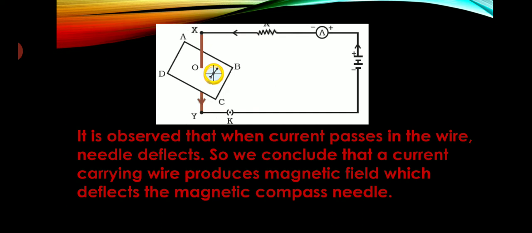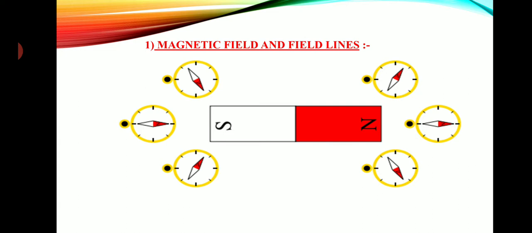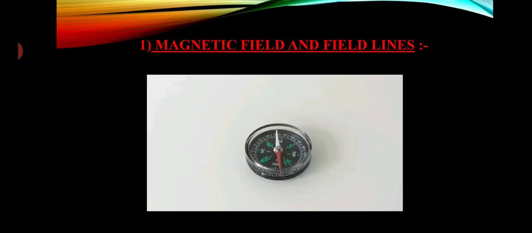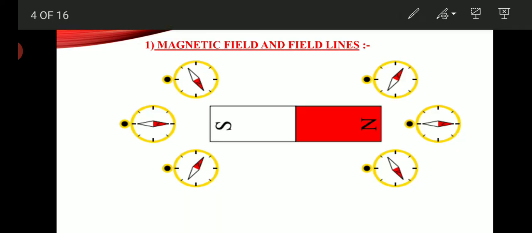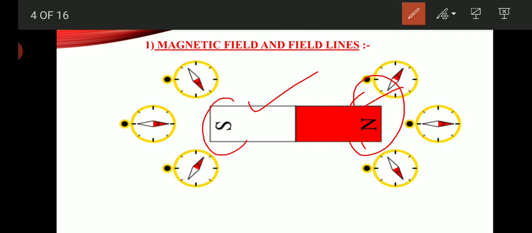Cleared? Okay. Here you see a bar magnet, right? A bar magnet has two poles, north pole and south pole. The end pointing towards north is called north pole or north seeking. The other end that points towards south is called south pole. So the bar magnet has two poles, north and south.